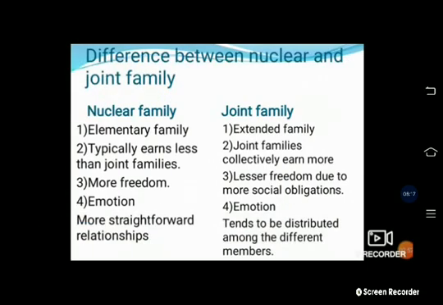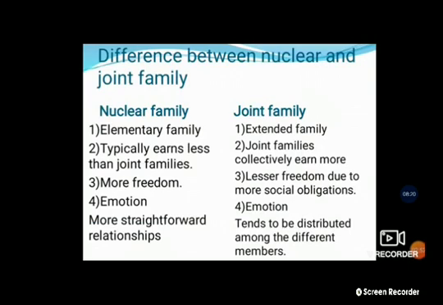difference between nuclear and joint family. What are the differences between nuclear and joint families? A nuclear family is an elementary family because there are only a few people, 1, 2, 3, 4. In a joint family, an extended family, there are more than 2, 3, 4 generations, up to 10 generations. Now some examples we are seeing in our villages.